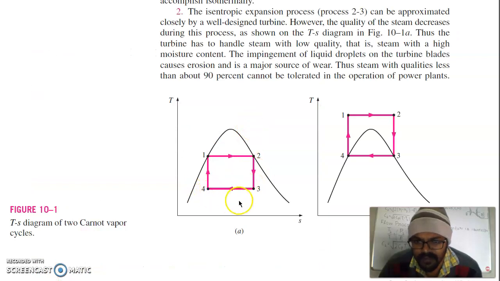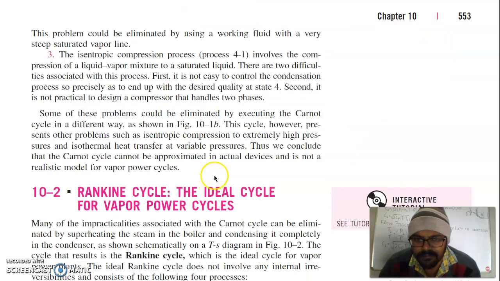The first difficulty is during 3 to 4, which is your condensation process. At the end of the condensation process, it is difficult to control the quality of the steam. You can do complete condensation, meaning you can fully condense the steam up to this point, but it is not possible to control the quality of the steam during condensation. It means it is difficult to achieve point 4, and second, there is no device which can raise the pressure of a two-phase system. It is impractical.